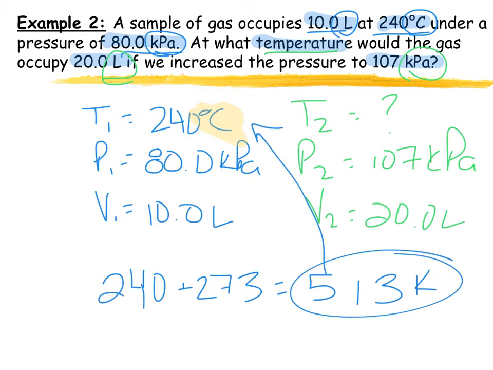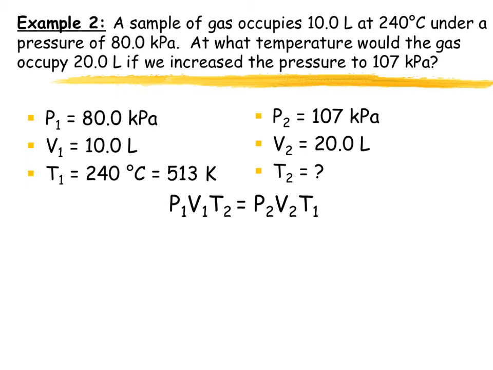I also want to check that the other units match. I see kilopascals is the unit given for both pressures, and I also see liters given for both volumes. So since everything matches, and I'm already in Kelvin now, I'm going to go ahead and move into the formula. When you copy the formula down, again, be careful that you flip your temperatures. P1, V1, T2 equals P2, V2, T1.